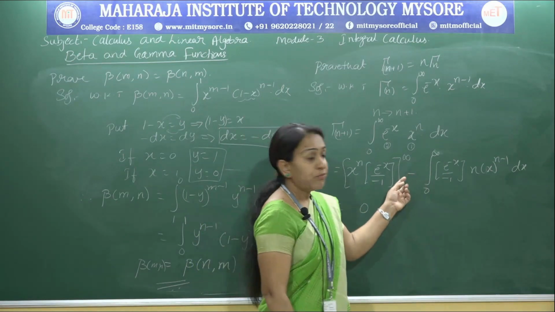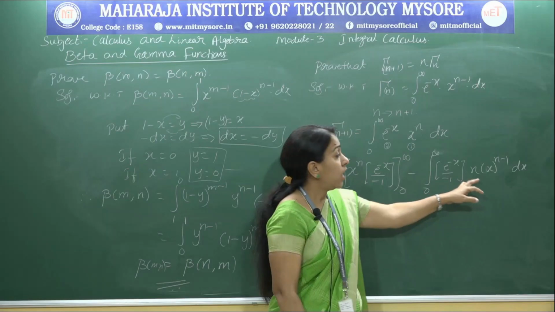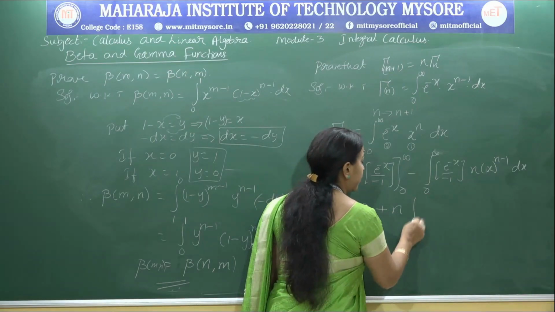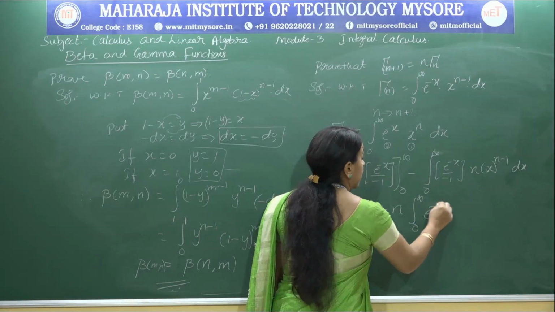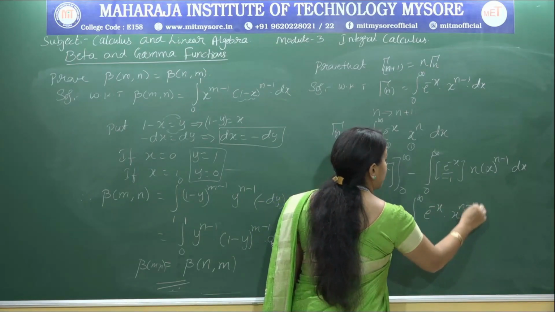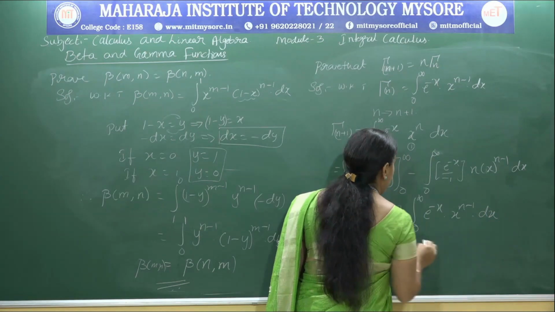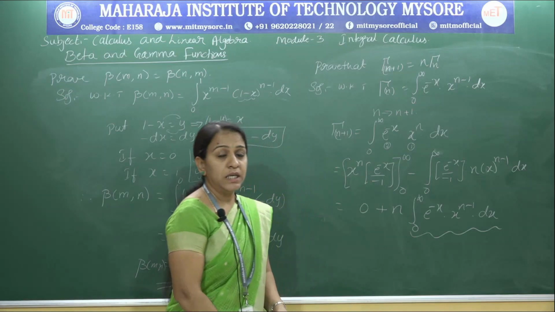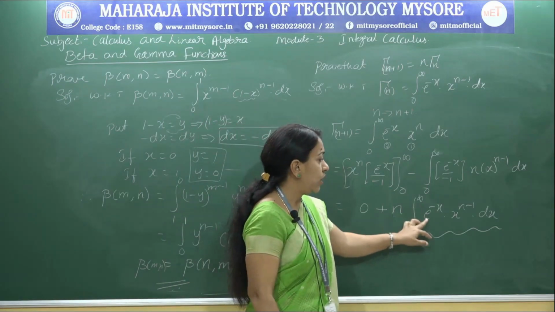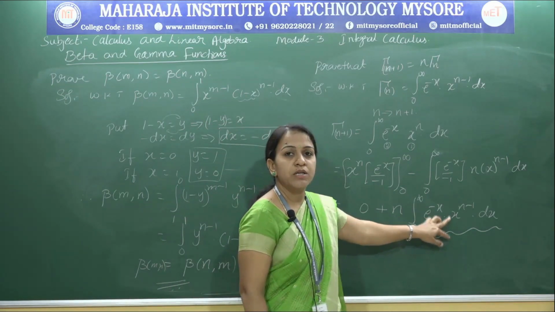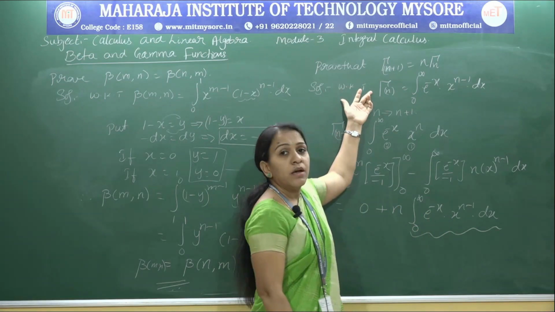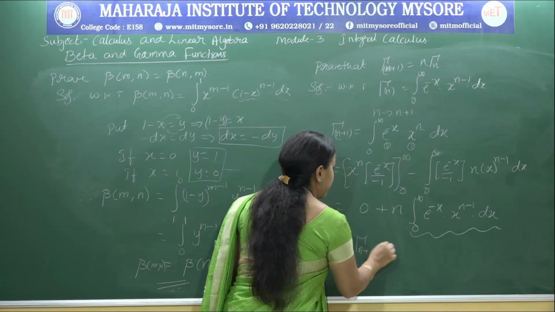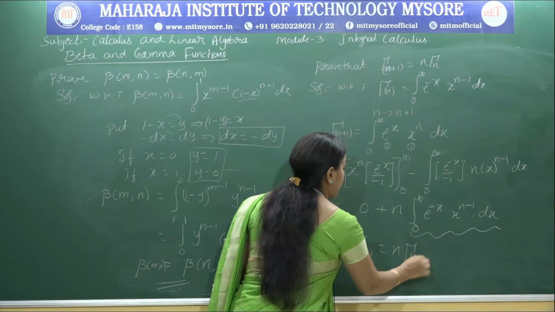And what about the second term? Minus of minus is plus, and I can take n common, so that plus n into the integral from 0 to infinity of e power minus x into x power n minus 1 dx remains. Now go through this integral. That integral from 0 to infinity of e power minus x into x power n minus 1 is nothing but gamma n. Therefore, we prove the required result, gamma n plus 1 is n into gamma n.